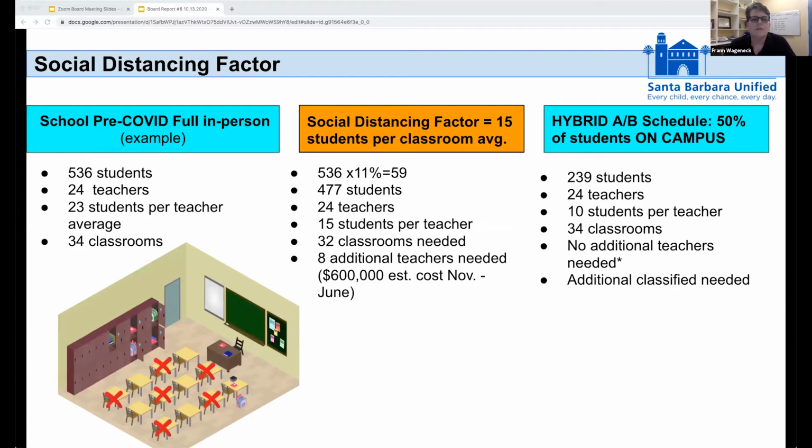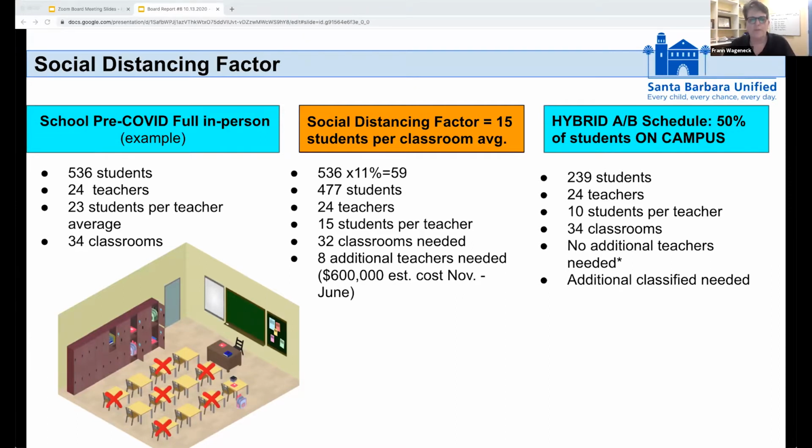So why hybrid? Why go to a hybrid model? Well, it really has to do with what we call the social distancing factor. Early on in COVID, 6 months ago, we were hearing things like no more than 10 to 12 students in a classroom at a time. And we were being given this number.